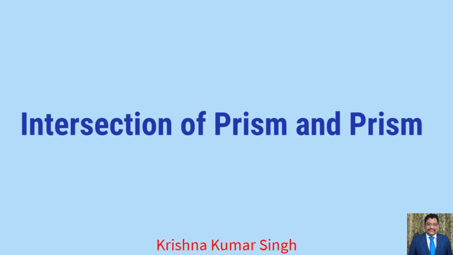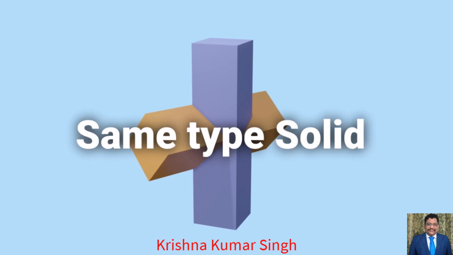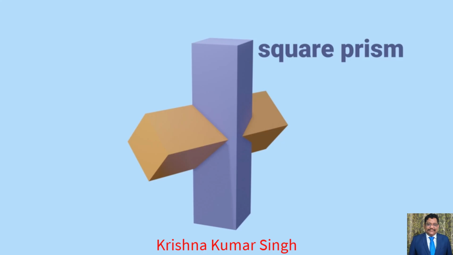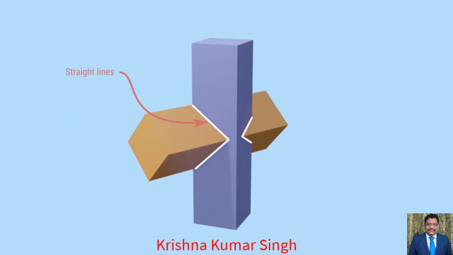Intersection of prism and prism. In this case, a prism intersects with another prism. This type of intersection is an intersection of same type solids. As an example, here we can see a square prism intersecting another square prism. As we know, prisms are composed of straight edges and have plane surfaces as their faces. So the intersection formed when two prisms intersect each other will be straight lines.